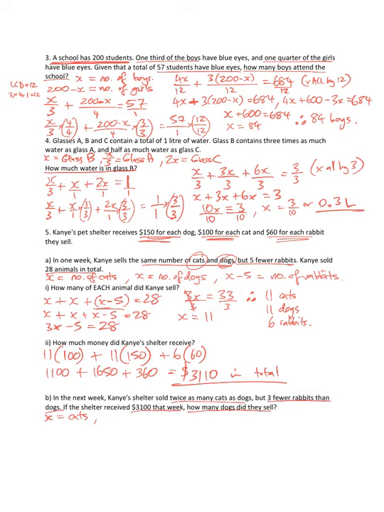Alright, based on this information, twice as many cats as dogs. If cat was X and I sold twice as many cats as dogs, well, I sold half as many dogs, so X divided by 2 is going to be the number of dogs sold. 3 fewer rabbits than dogs. Well, we said that there was X on 2 dogs. There's 3 fewer rabbits than that. So X on 2 is the number of dogs, and 3 fewer, which is minus 3, is going to be the rabbits.